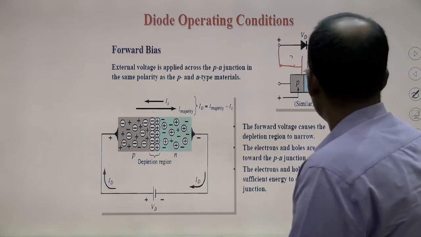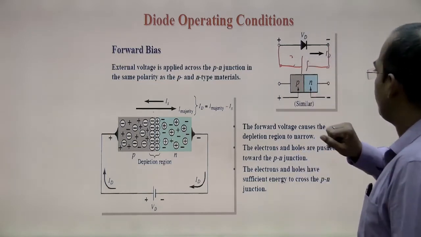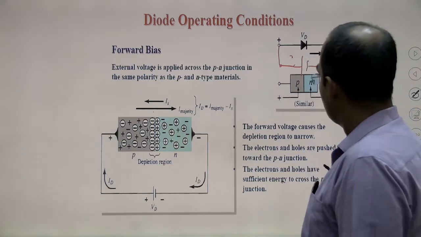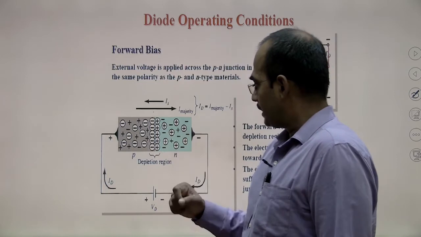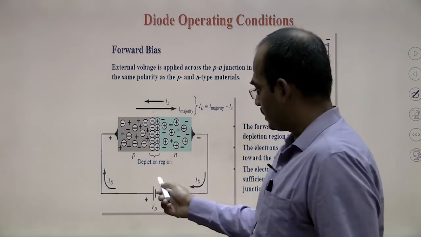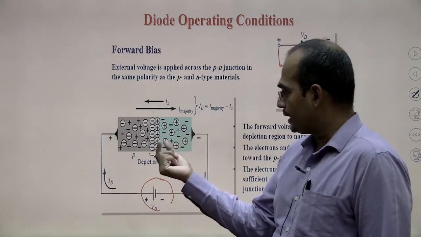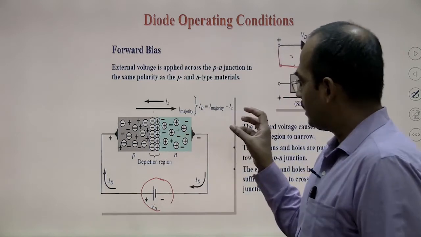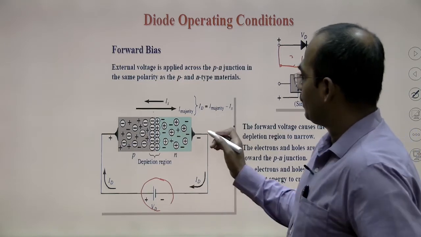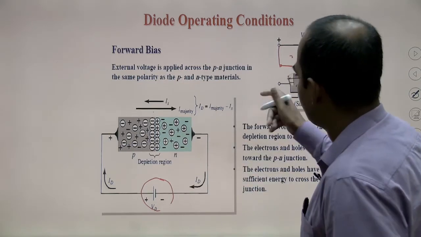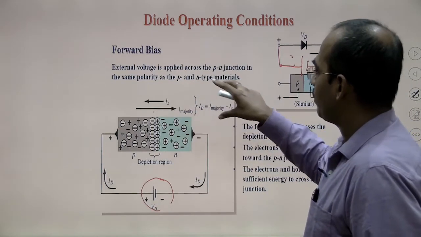When the diode is forward biased, I am connecting the positive terminal of the battery to the p side of the p-n junction diode and the negative terminal of the battery to the n side. So in case of forward bias, by applying the forward bias voltage we are decreasing the width of the depletion layer. By reducing the width of the depletion layer, we are reducing the junction resistance, or the forward resistance of the PN junction diode.